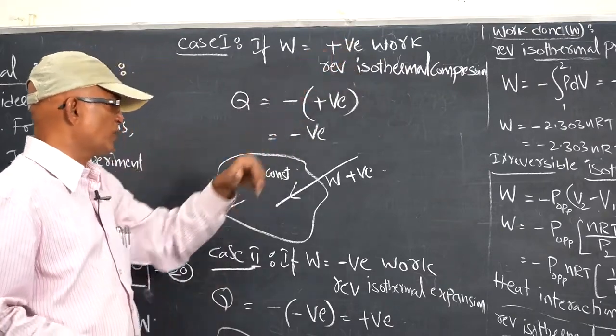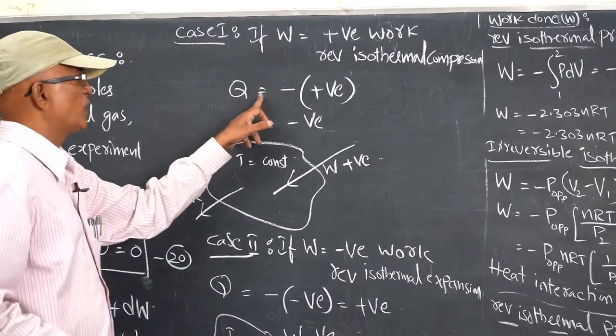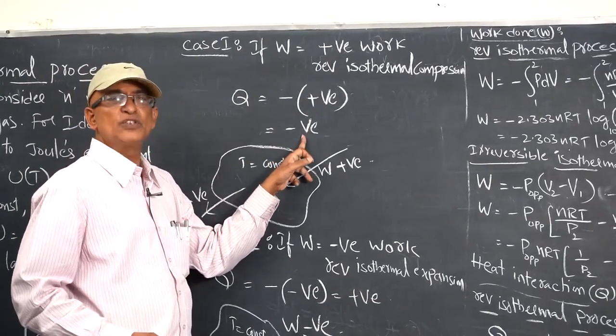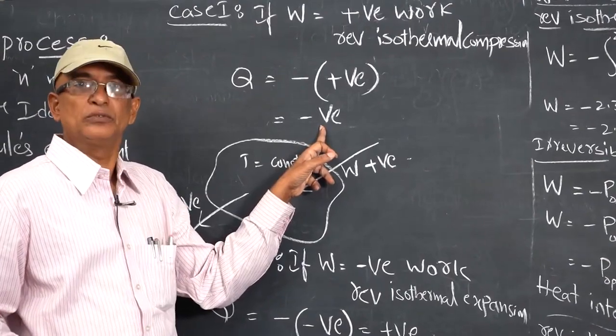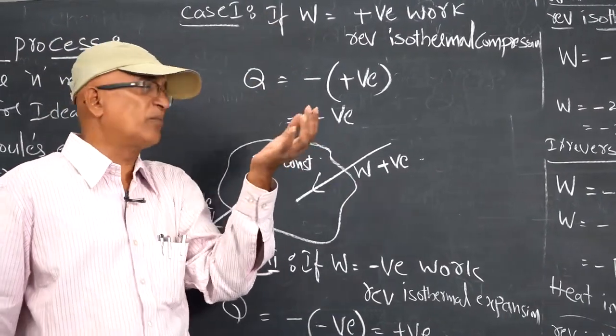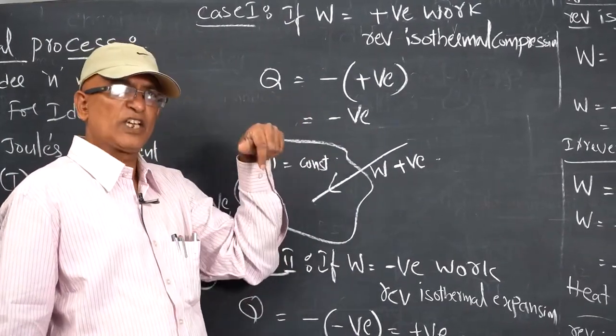Then as W is positive, according to equation 22, Q is equal to minus W. Now W is positive, therefore Q is equal to minus of positive. Minus into plus is how much? Minus. Q is equal to minus. Heat interaction is negative. According to IUPAC sign convention, if heat is given out by the system, we take minus sign. If heat is received by the system, then we take plus sign.